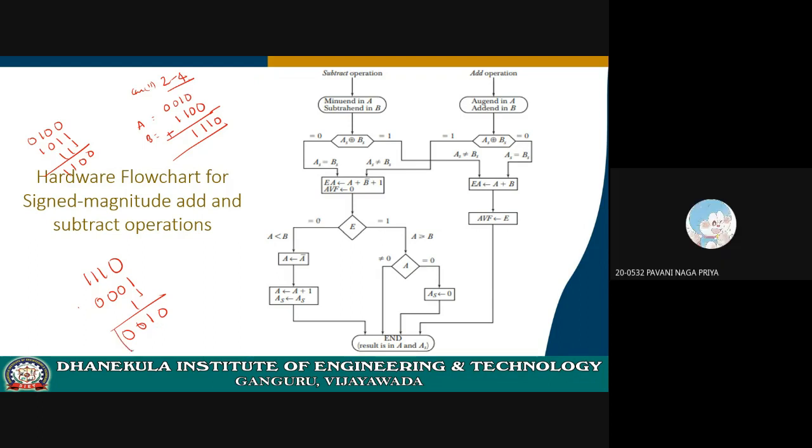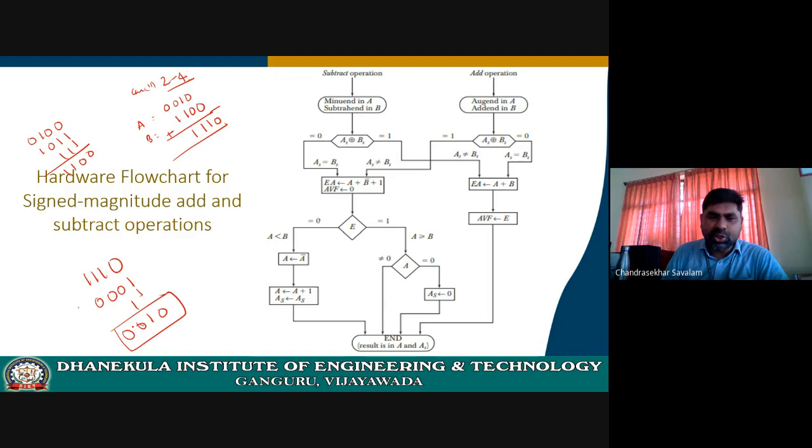Students, have you understood this? Yes, sir. This is 2, and you need to load 1 here. The sign bit must be 1. The result is 2 and the sign bit must be changed to 1 here, students. Understand? The result should be minus 2.